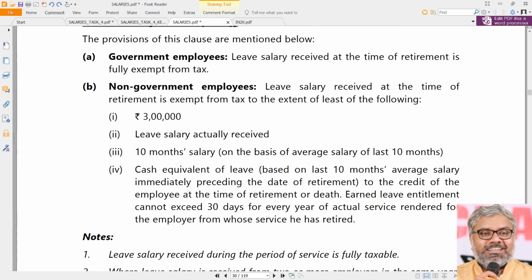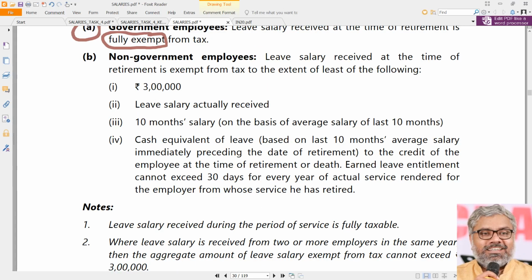Now, first and foremost point, just like other cases, here also for government employees, the leave salary received at the time of retirement is fully exempt from tax. So for government employees, nothing is taxable. So there is nothing for us to calculate. And if you remember, for government employees, gratuity received is also exempt. Commuted pension received is also exempt. Only taxable was uncommuted pension, which is not a lump sum payment. So in general, we can say all the lump sum retirement benefits received by government employees are fully exempt from tax. So here also leave salary is fully exempt from tax, and that is why there is nothing for us to calculate there.